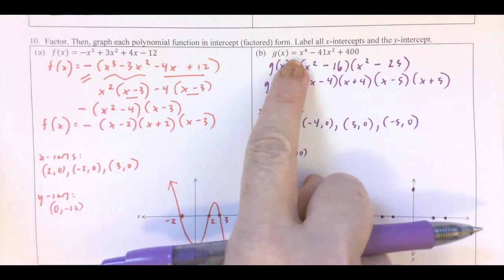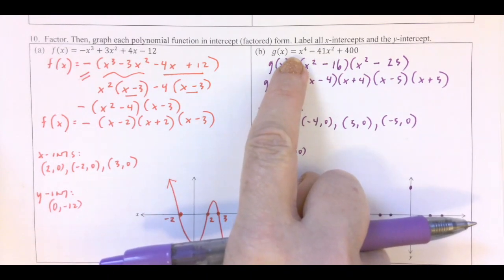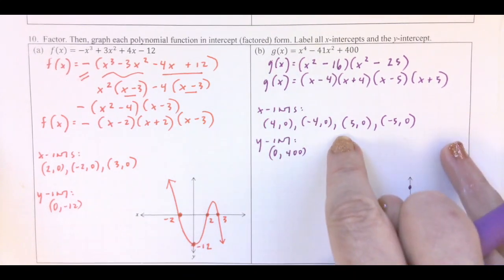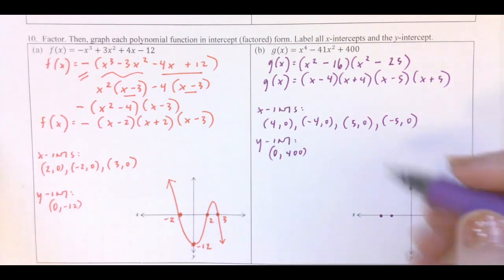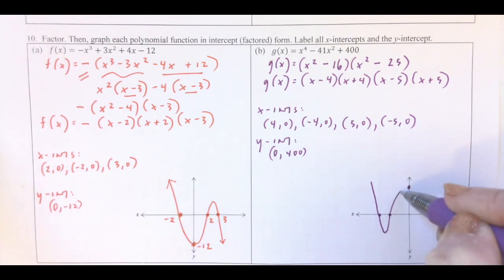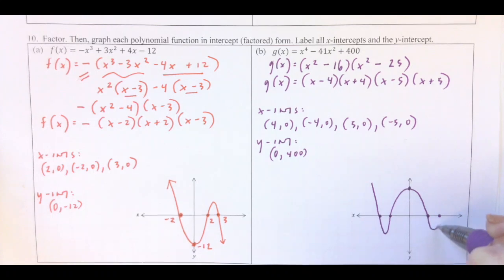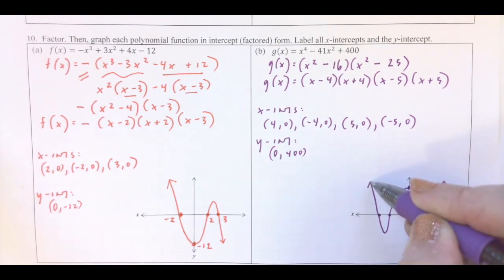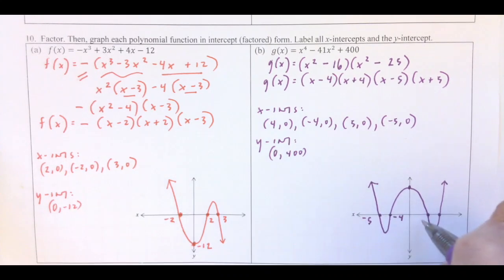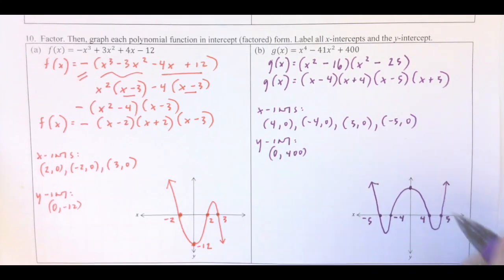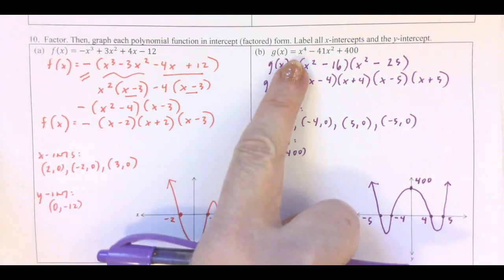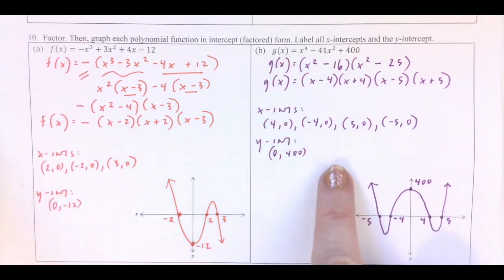Okay, it's positive and quartic, so even. So just like a quadratic that opens up, right? I'm going to go up, up, right? Rises, rises. So I start high, turn, come up, turn again, come back up. Label those intercepts. Okay, so again, positive, even, rises, rises.